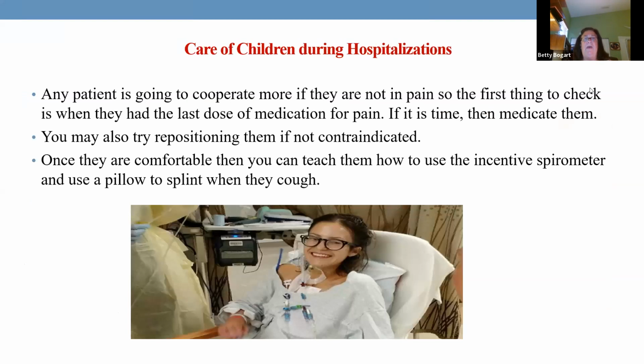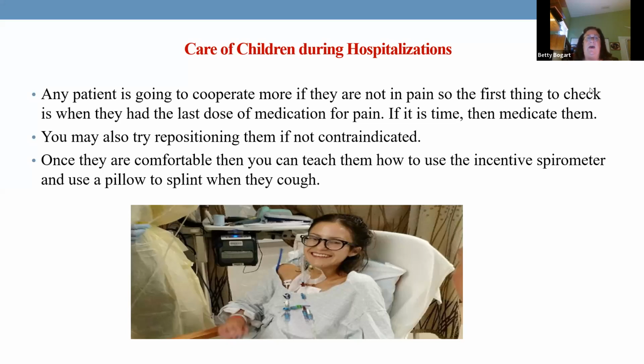Whenever we're working with children, think about that they're going to be in pain. Pain is one of those priorities, and children are not going to tell you that it hurts because they don't want that shot for pain. They'd rather deal with the pain. So if they're in pain, make sure you know when the last doses were, and if it's time, just like with an adult, you don't want to wait too long because nothing will work.